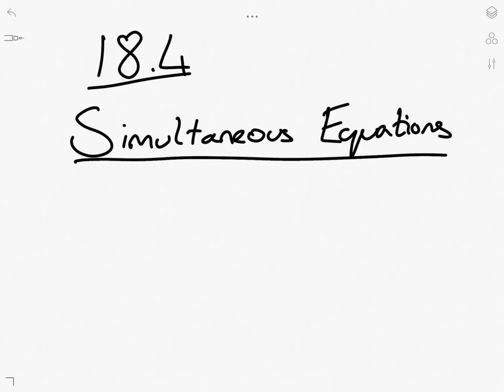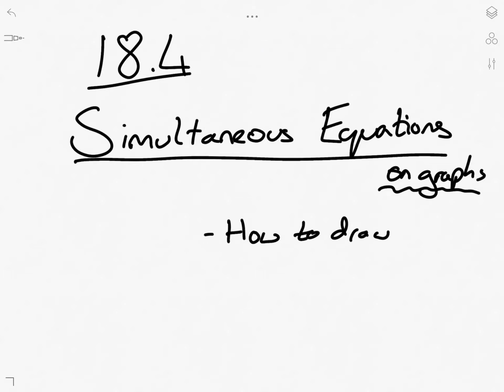Hello, today we're going to do 18.4, simultaneous equations on graphs. So we've done simultaneous equations anyway, but this time it's on graphs. We're going to go quickly through how to draw a straight line, which we've done before, but it's just a recap. So if you're happy with that, you can skip it, although it's probably worth a watch anyway.